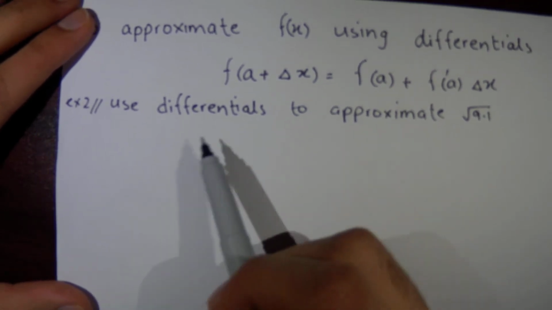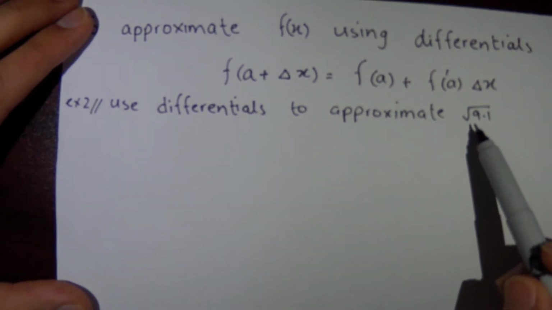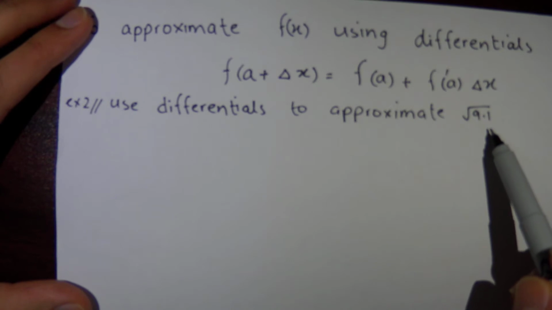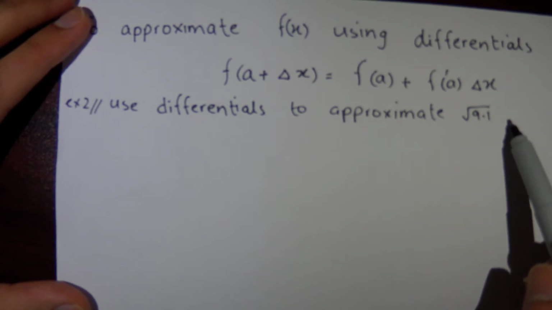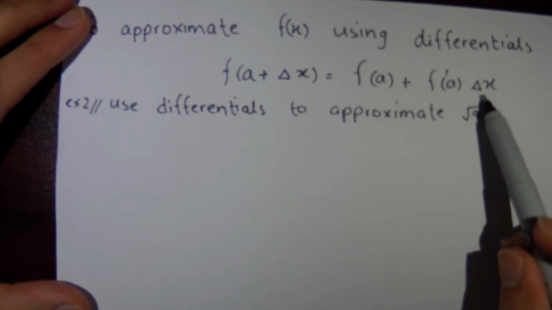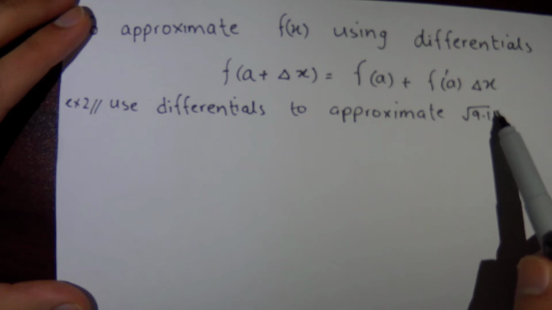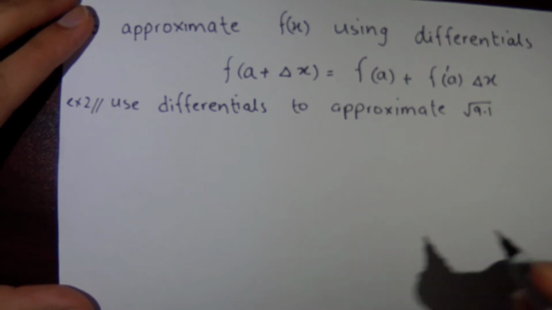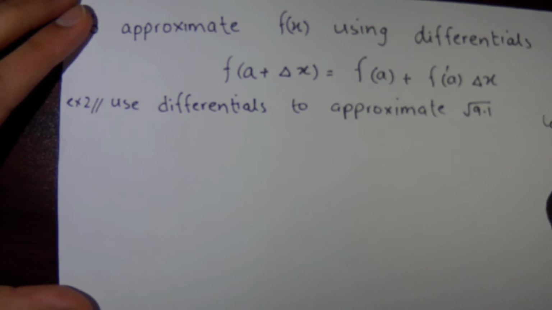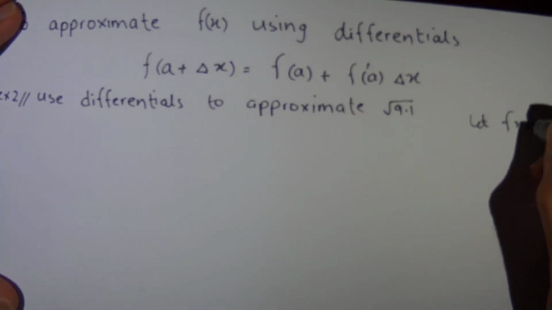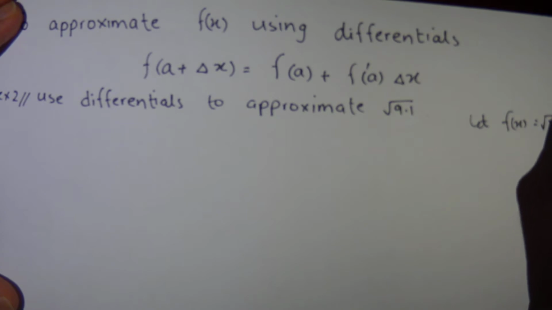So another example, use differentials to approximate the square root of 9.1. So if you notice, you're not given an f of x here, but it is pretty obvious. If you have the square root of 9.1, you'd expect your function to be the square root of x. So let's just let f of x equal square root of x.